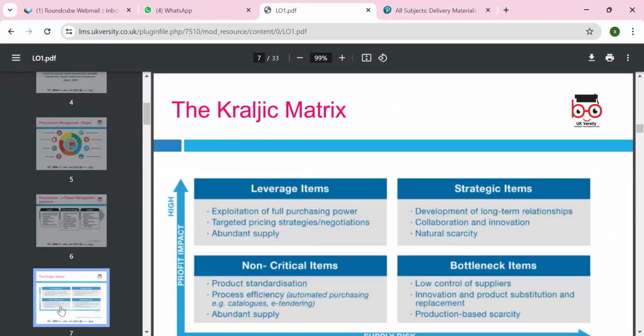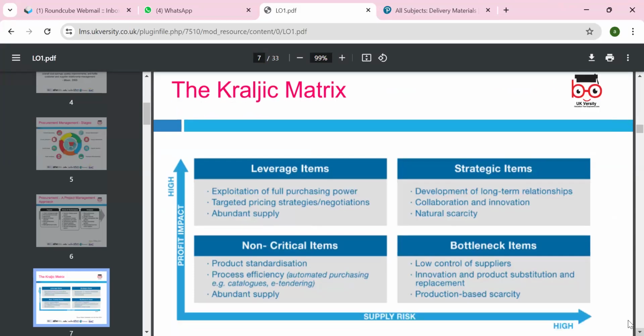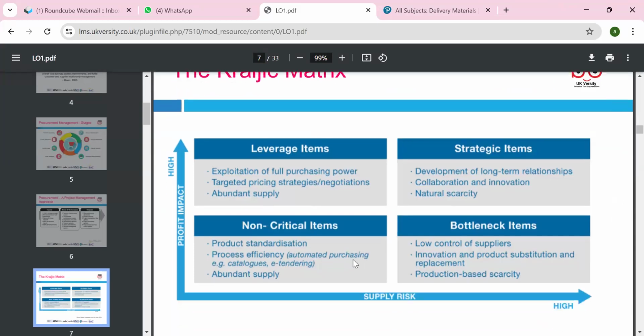Okay, so we can look at this matrix, which is quite crucial, with the leverage item. What is meant by the leverage item? Strategic item, non-critical item, and the bottleneck item. So these are the matrix. It shows the key points, where supply risk can be high or low in these items. We can look at where the profit impact can be high in these items. So we can look at these and manage accordingly.